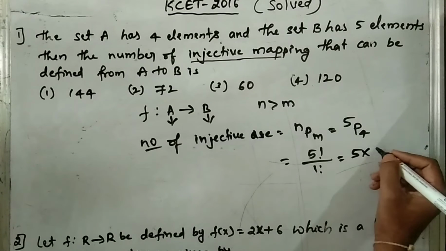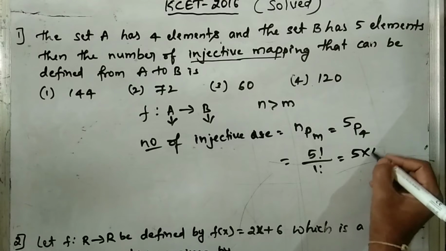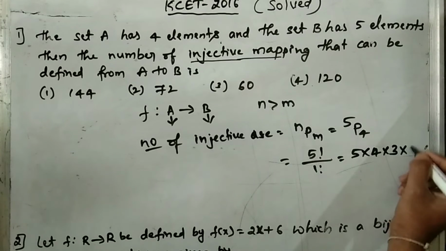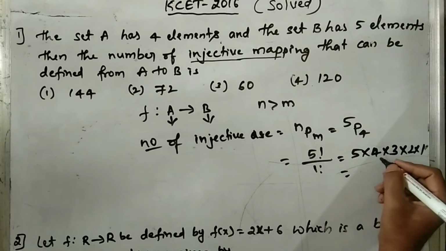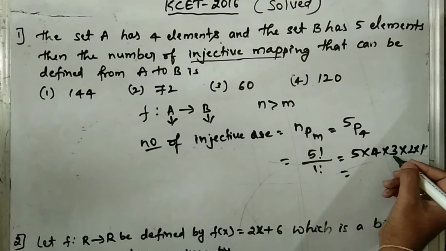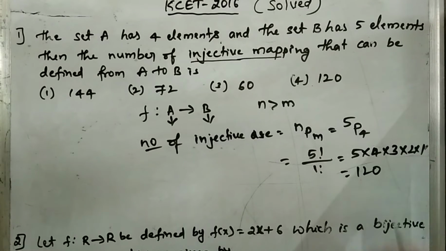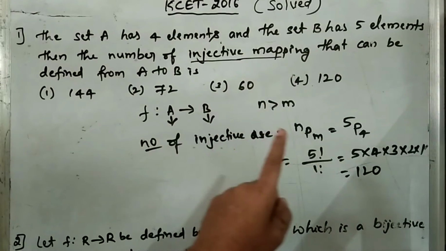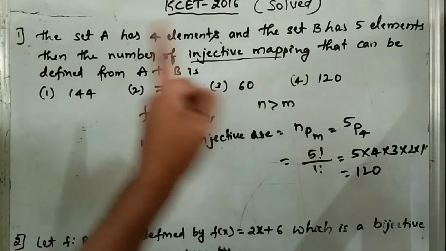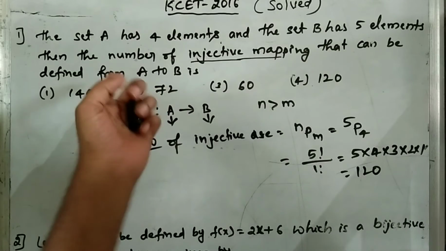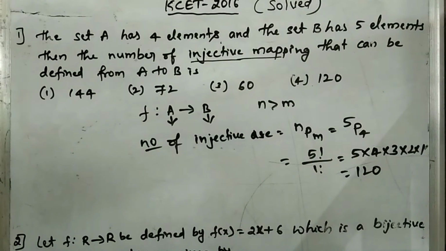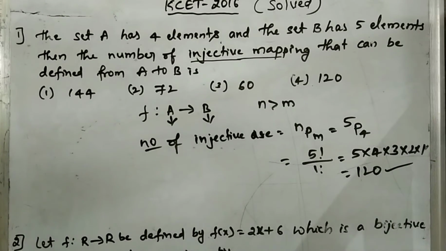5 factorial is 5 into 4 into 3 into 2 into 1. That is 5 fours are 20, 20 threes are 60, 60 twos are 120. So 120 injective mappings can be defined from set A to B. A has 4 elements, B has 5 elements. Okay, understood? Okay, let me move on to the next question.